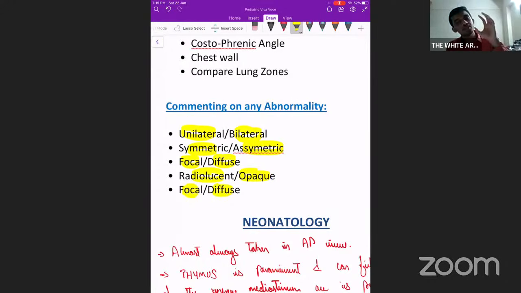Okay, so if you see a right upper lobe consolidation, then you tell that there is a unilateral asymmetric focal lesion present in the right upper lobe which appears opaque, and it is focal. Okay, so that is how we comment on the abnormality.